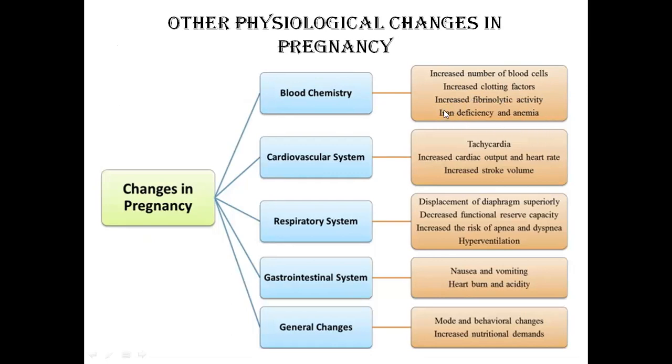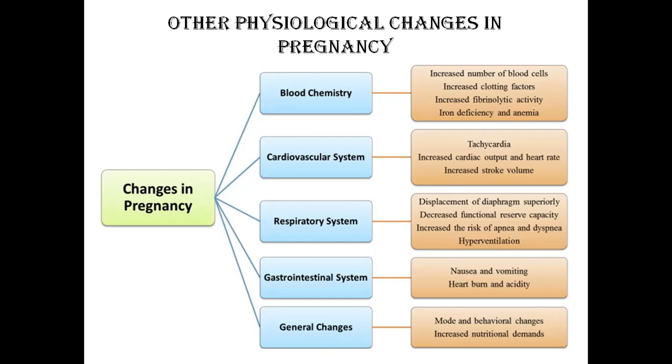And if there is no iron supplementation, then often iron deficiency or anemia occurs in the mother. Now, for the cardiovascular system, we see that there is an increase in heart rate as well as an increase in cardiac output because of an increase in the stroke volume. So this ultimately should lead to an increase in the mean arterial pressure, but mean arterial pressure does not rise that much till late, because we find there is vasodilatation, mainly by the effect of progesterone, peripheral vasodilatation.